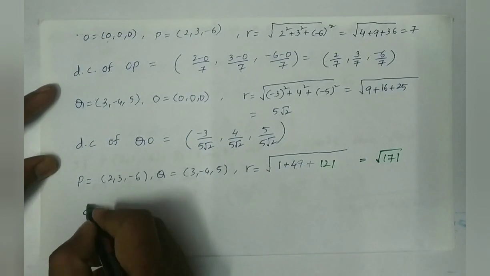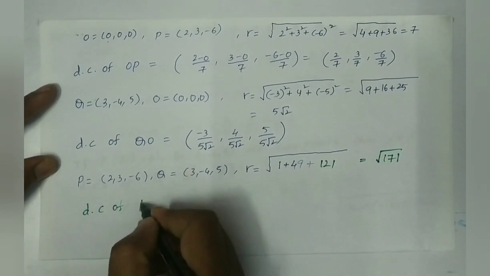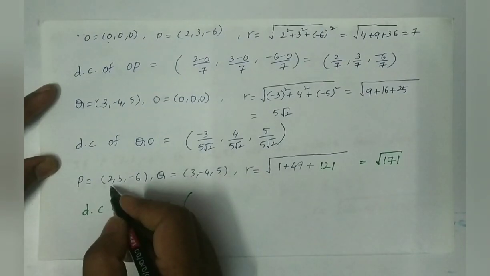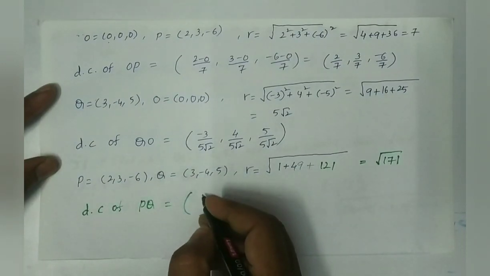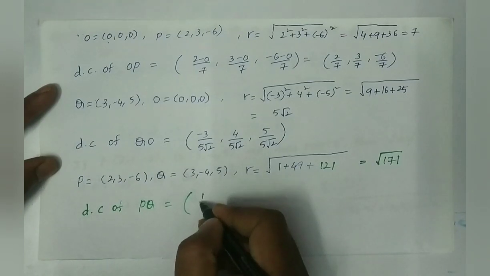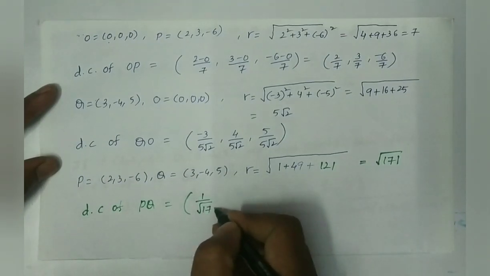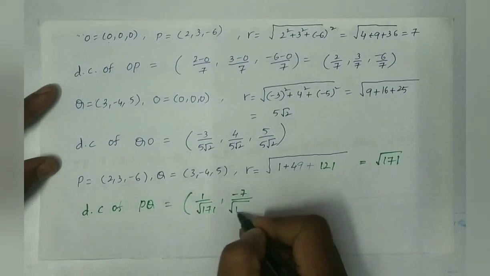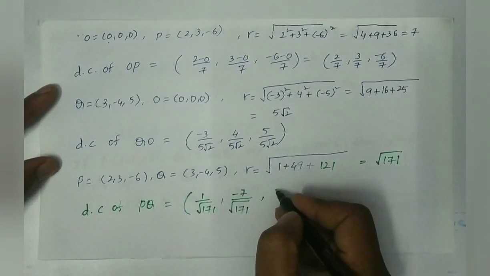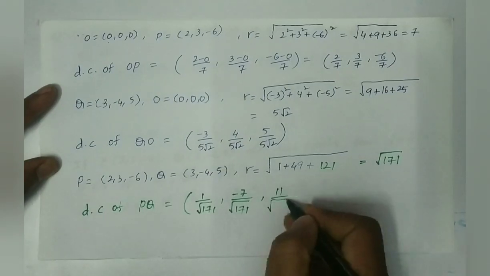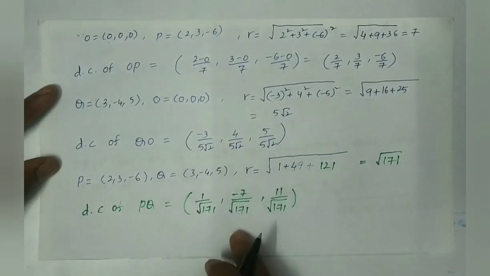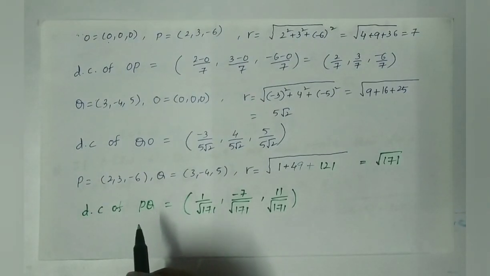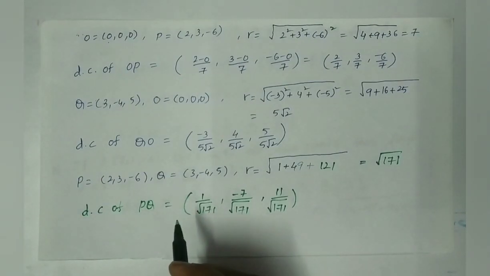Now the direction cosines of PQ are given by, taking this as x2, y2, z2 and this as x1, y1, z1: x2 minus x1 is 1 by the square root of 171, y2 minus y1 is minus 7 by the square root of 171, z2 minus z1 is 11 by the square root of 171. These are the direction cosines of the line joining the points P (2, 3, minus 6) and Q (3, minus 4, 5).